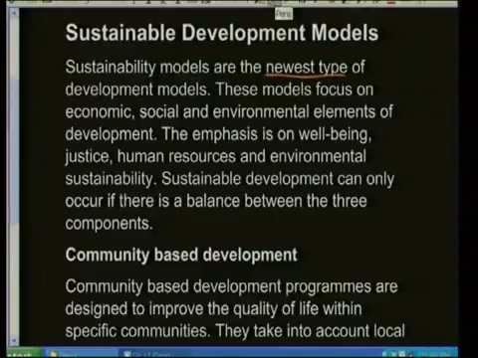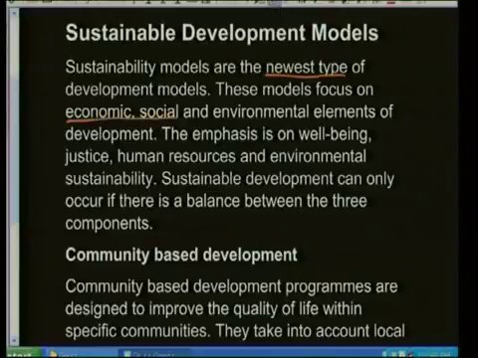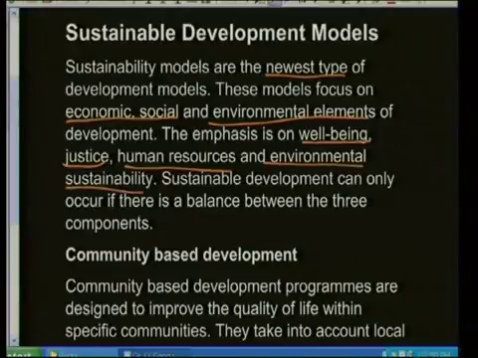it says it's the newest type. So even though Rostow's model is a very modern model, the Sustainable Development Model is the most effective type, and the newest type. They focus on economic, social, and environmental elements in terms of development. It focuses on the well-being, justice, human resources, and environmental sustainability. Sustainable development can only occur if a balance exists between these three main components. All right.